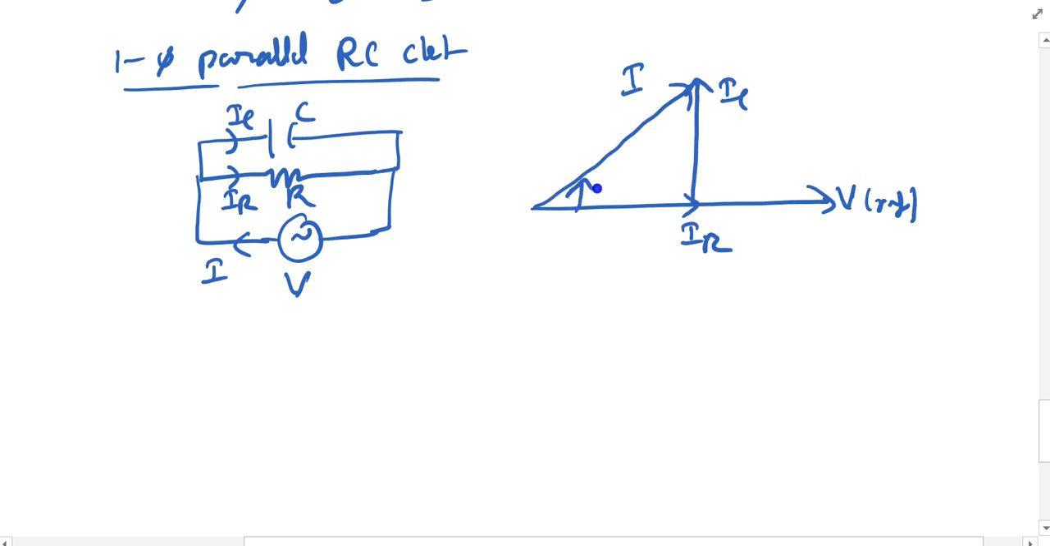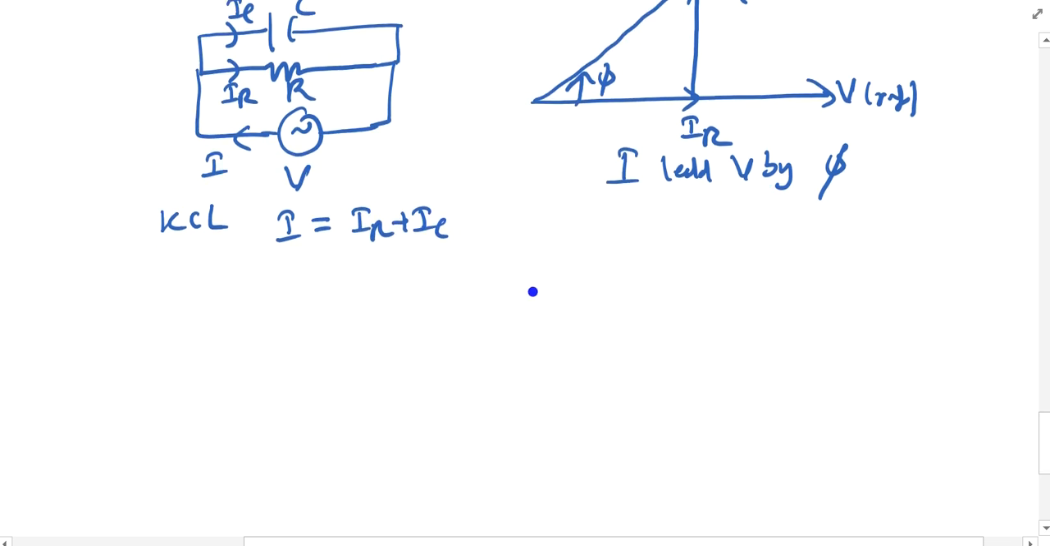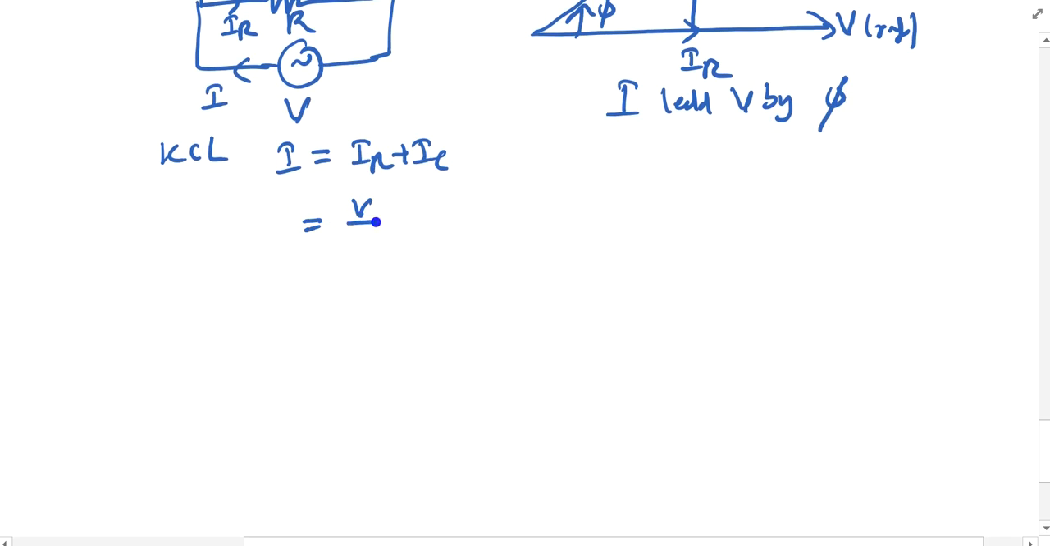How to write this phasor diagram for this one? Here my I leads the voltage by some angle phi, so that's why it is an RC circuit. Now apply the KCL here and write what I is equal to. I can write IR plus IC. All these are the phasor forms I am writing. So here it is V by R plus V by JXC. Finally this expression we are going to get V by XC.